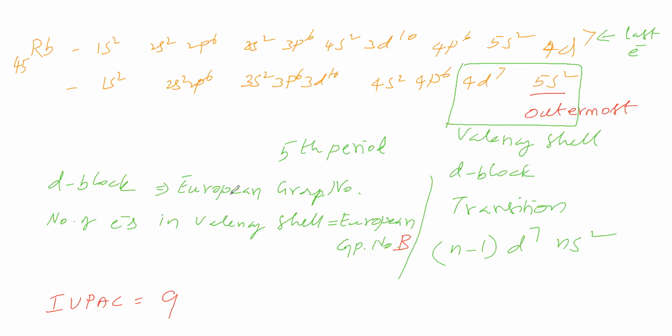Now the European group number. The number of electrons in the valence shell is 9, so we are expecting 9b. For d block elements, the possible European group numbers are 1b, 2b, 3b, 4b, 5b, 6b, up to 7b.